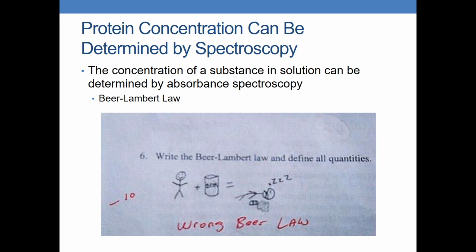Okay, so at this point, we have the means to look at enzymatic function. We have a way to quantify catalytic function. But what I haven't really talked about is how do you determine the total amount of protein? Well, we can do this by spectroscopy.